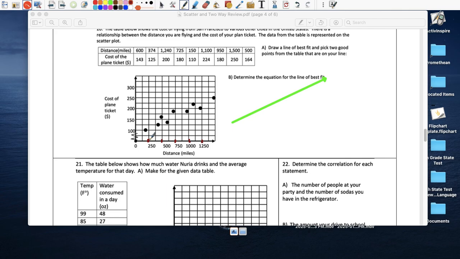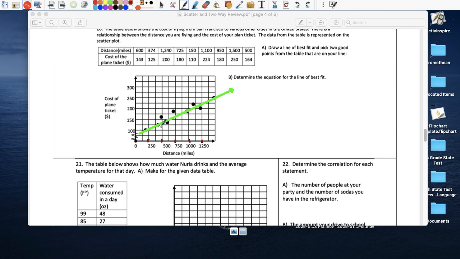Let's see if I'm right. So it was 143. No, it was 600, 500, 750. Around here, 600 is 143. Yeah, that's correct. All right, so now I know the values. Okay, sorry. So let me put the line of best fit again.